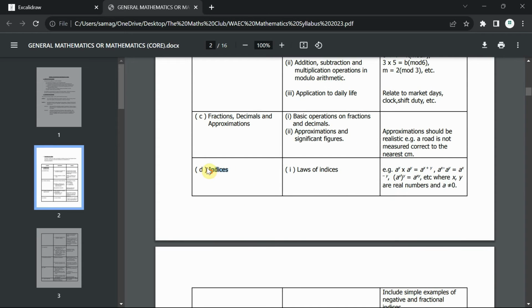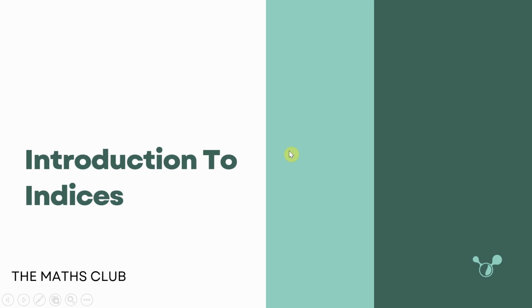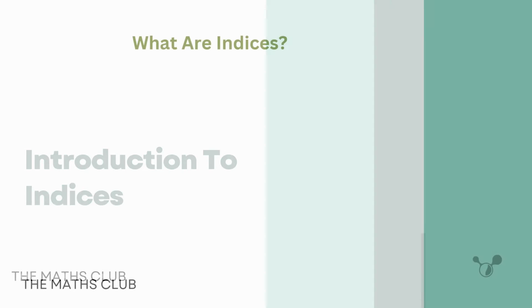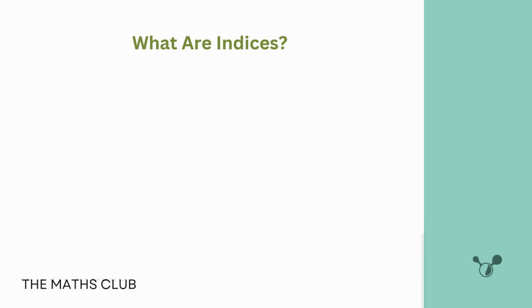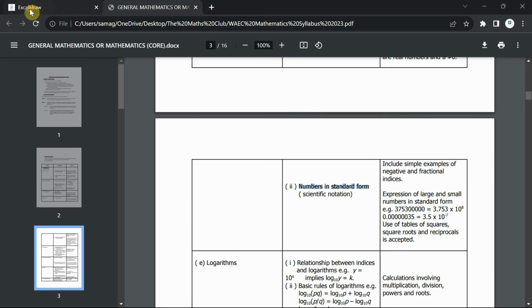In indices here, we're going to be looking at the laws of indices, and at numbers in standard form, or scientific notation. So basically, this is how far we have gone. Let's go back to where we're coming from. What are indices? When you hear indices, what do you mean by indices? Let me use some examples to portray what I'm talking about.